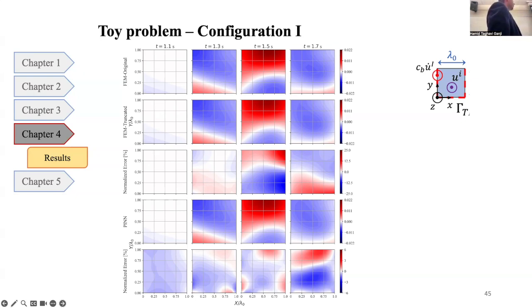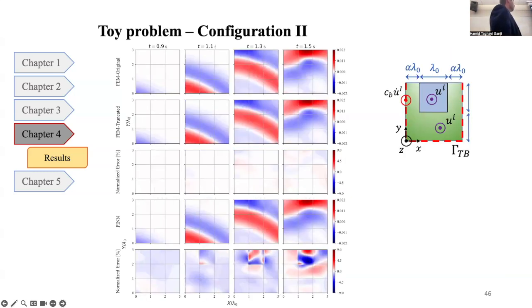But for the PIN, when we compare the results of the PIN versus finite element truncated, the errors are less than 6%, which is very similar to what we had for the 1D case. For configuration 2, because we are placing the TBC at some distance from the basin, the normalized error for the finite element model decreases to 9%. And again, when we compare the PIN versus FEM truncated, the errors are less than 10%.